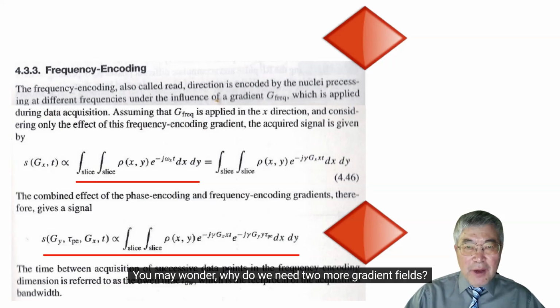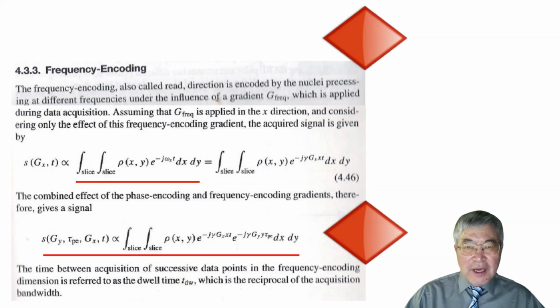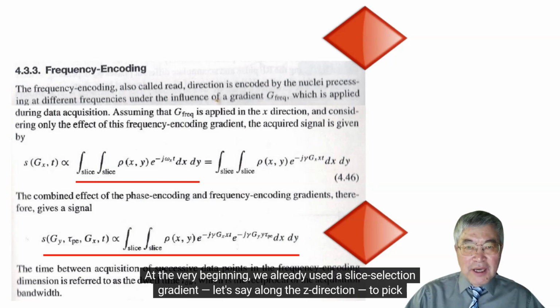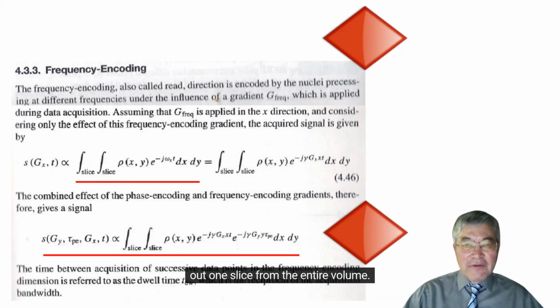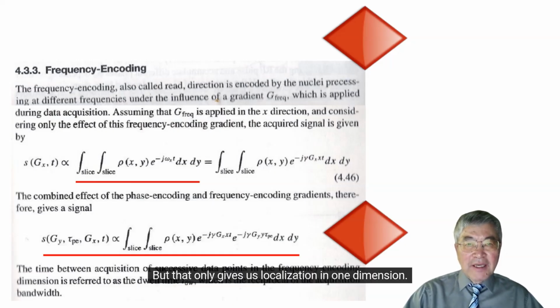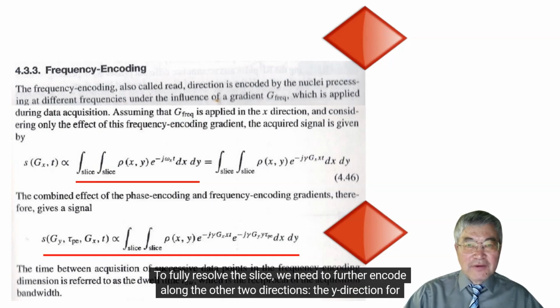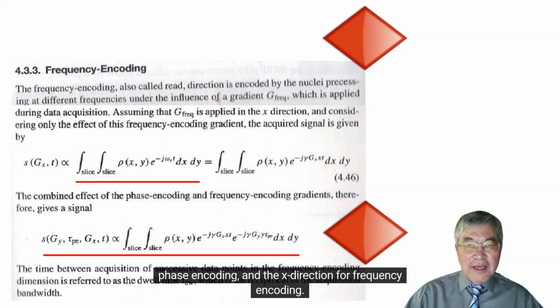You may wonder, why do we need two more gradient fields? At the very beginning, we already used a slice selection gradient, let's say along the Z direction, to pick out one slice from the entire volume. But that only gives us localization in one dimension. To fully resolve the slice, we need to further encode along the other two directions, the Y direction for phase encoding and the X direction for frequency encoding.